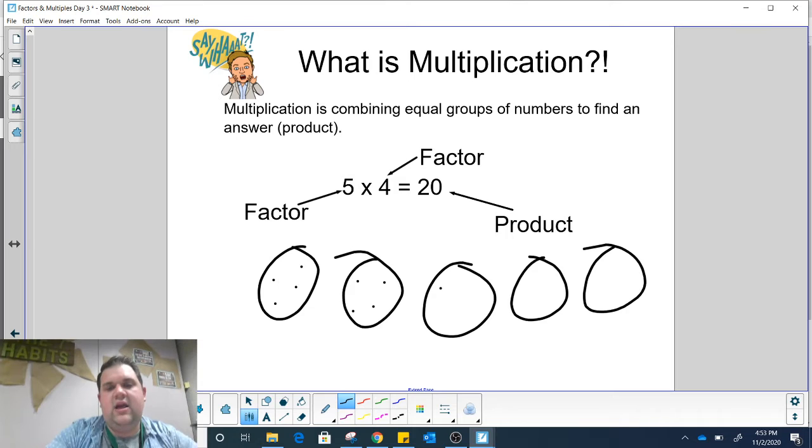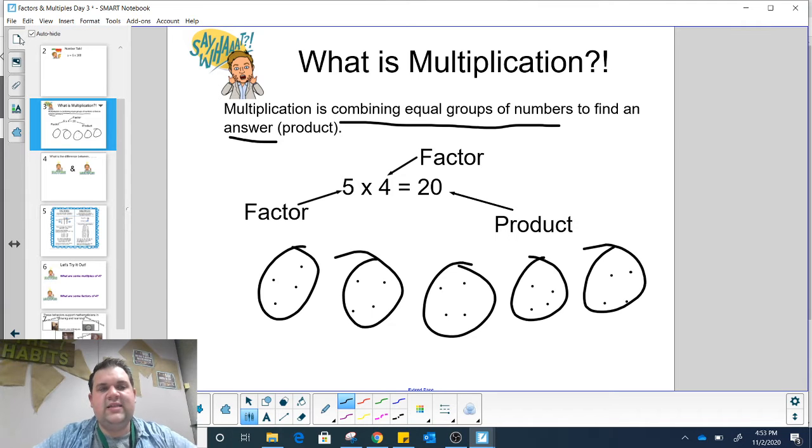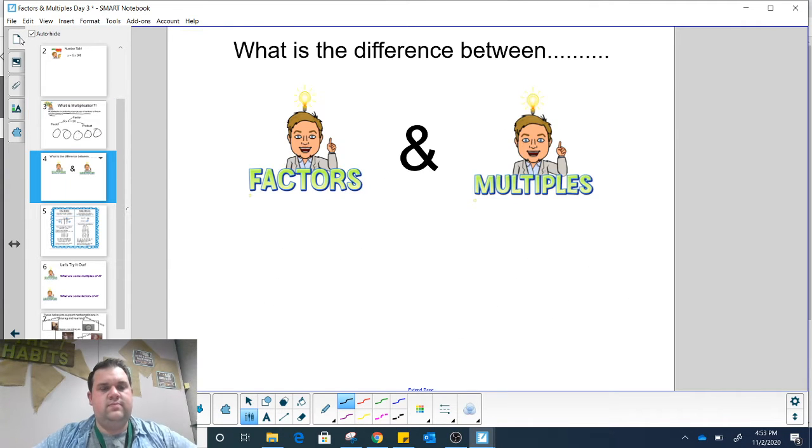we are making equal groups that will be combined to find an answer. So that matches our definition, combining equal groups of numbers to find an answer. So, because 5 groups of 4 is 20, that is our product. So that's review from earlier this week.